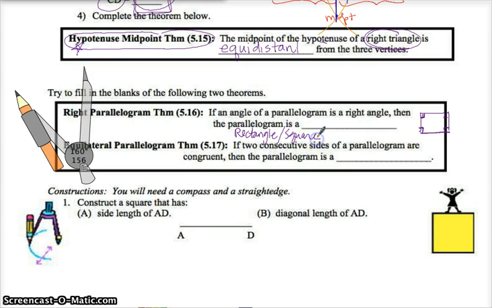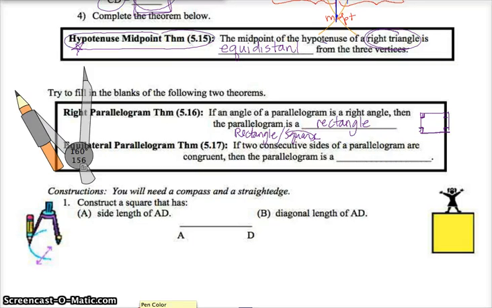Well, because it doesn't say anything about the side lengths, we don't know that it could be a square. But we do know for sure that it has to be a rectangle because it does say that one of the angles is 90 degrees. Therefore, because it's a parallelogram, all four angles are 90 degrees. We don't know anything about the side lengths, so it has to be a rectangle, not necessarily a square.